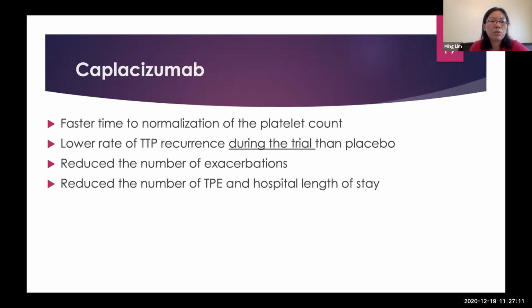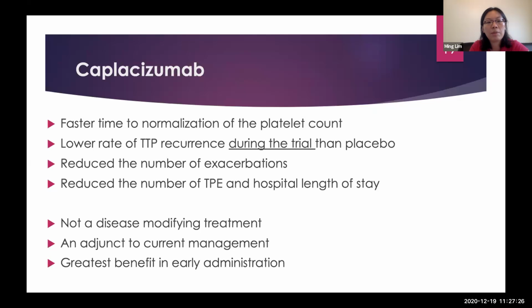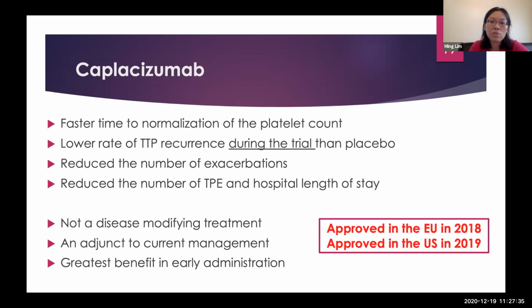So eculizumab has been shown to have faster time to normalization of the platelet count. It results in a lower rate of TTP recurrence during the trial than placebo. It reduces the number of exacerbations, plasma exchange, and hospital length of stay. But it's important to remember that eculizumab is not a disease-modifying treatment. It is an adjunct to current management, and its greater benefit seems to be in its early administration. And this was approved in the European Union in 2018 and approved in the US in 2019.